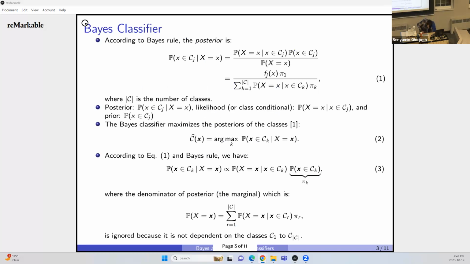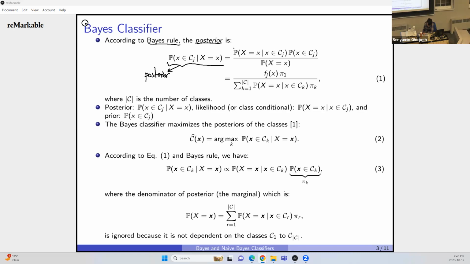According to the Bayes rule, the posterior is this. This is the conditional probability of X belonging to the class Cj, where Cj is one of the classes, given the data. So given the data X, how probable is it for that data to be in the class Cj? This is called the posterior.